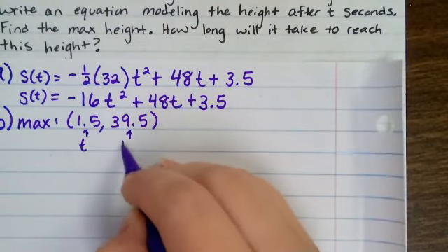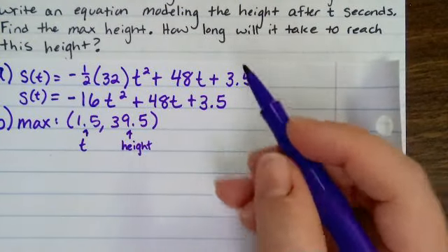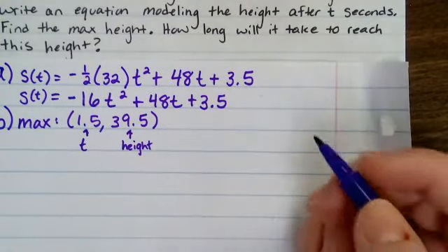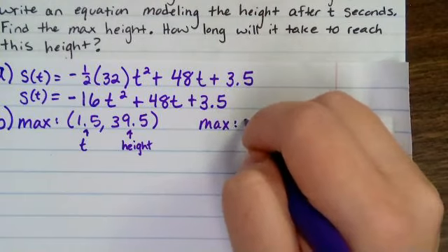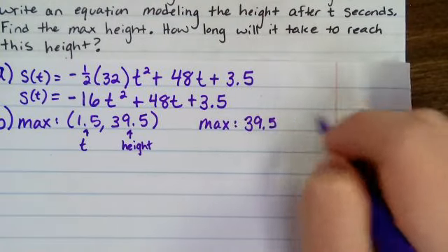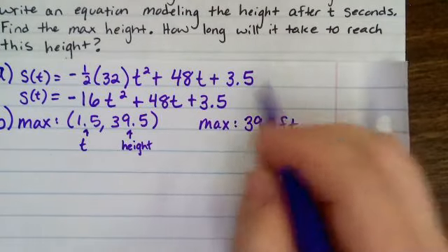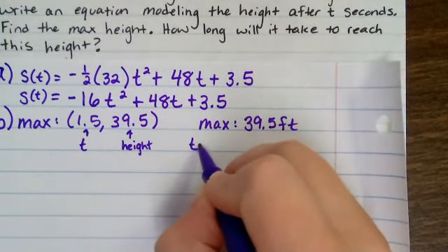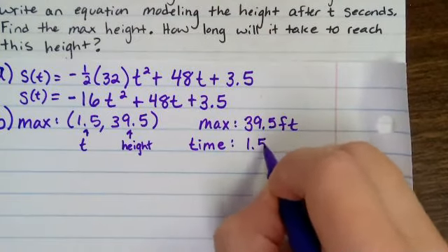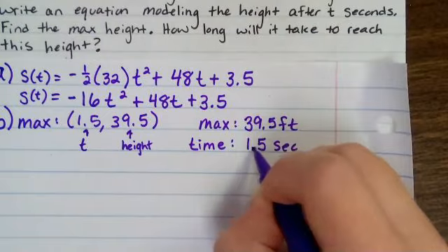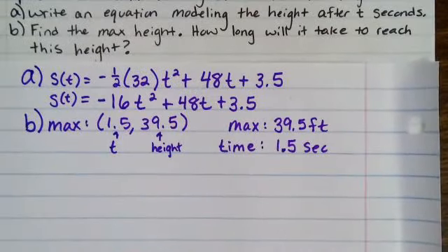This guy's talking about time. This guy is talking about height. Okay? So when they said to find the maximum height, my maximum height is 39.5 feet. Now they said, how long will it take to reach this height? We're going to say it takes a time of 1.5 seconds. That's what we're supposed to get, and we can just use that calculator to get it.